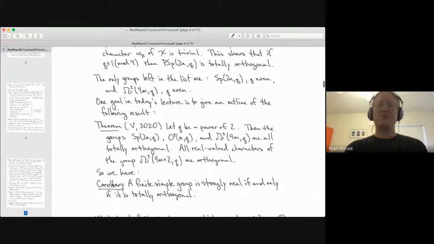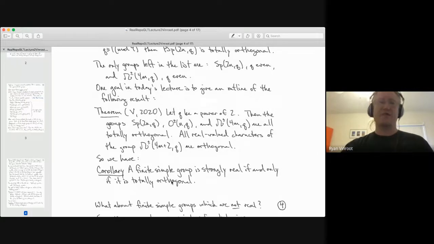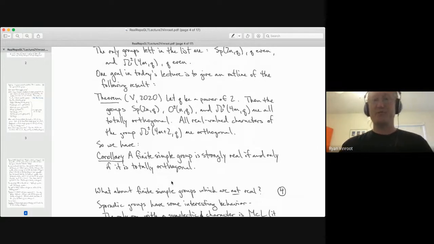But here's the main result we can get from this. After all of this, if you put it all together, what we get is a finite simple group is strongly real if and only if it is totally orthogonal. So that's a very nice statement for finite simple groups. However, what this is really saying is that for finite simple groups of Lie type, this is true. And there are these 4 other groups. So I view it more as a statement about these finite simple groups of Lie type.